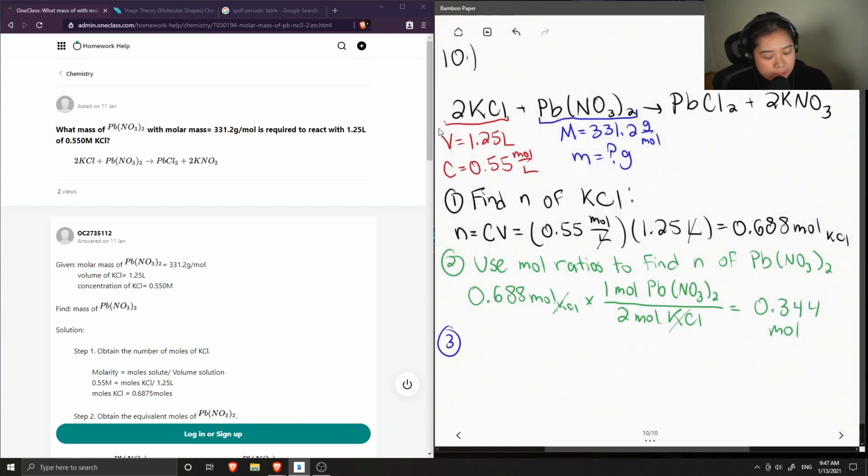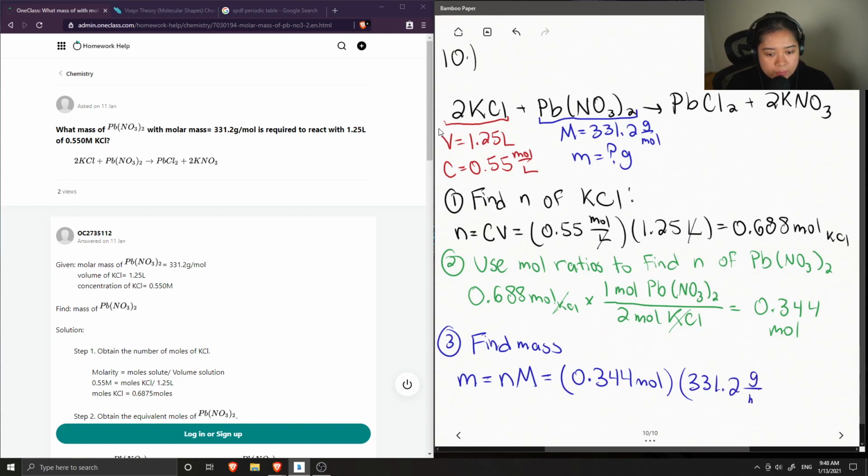So now step 3 is to find the mass. So if we recall that mass is equal to the number of moles times molar mass, we can just plug in our values, so 0.344 moles of the lead nitrate times its molar mass, which is 331.2 grams per mole. So our grams is 113.85 grams is needed.